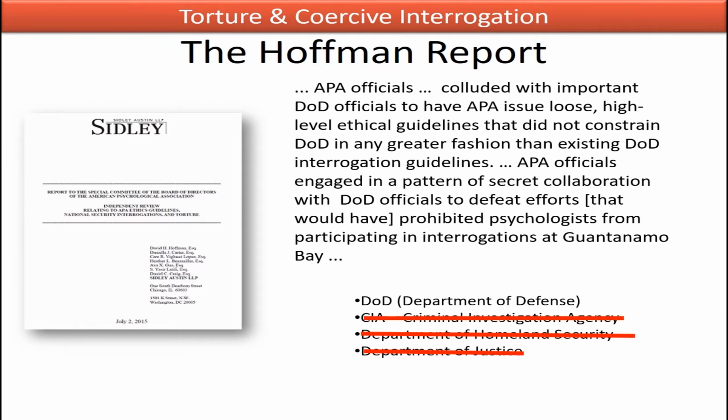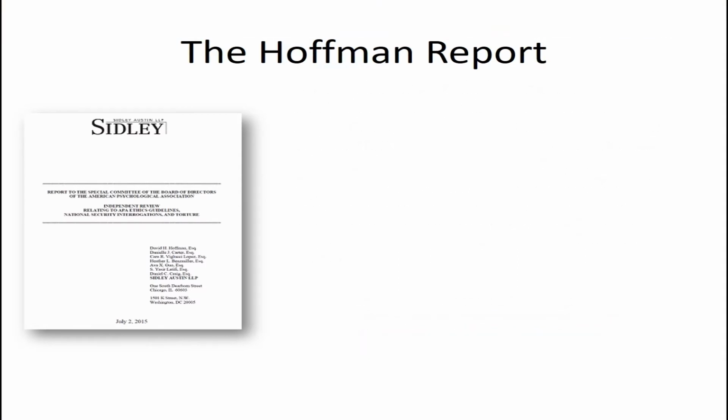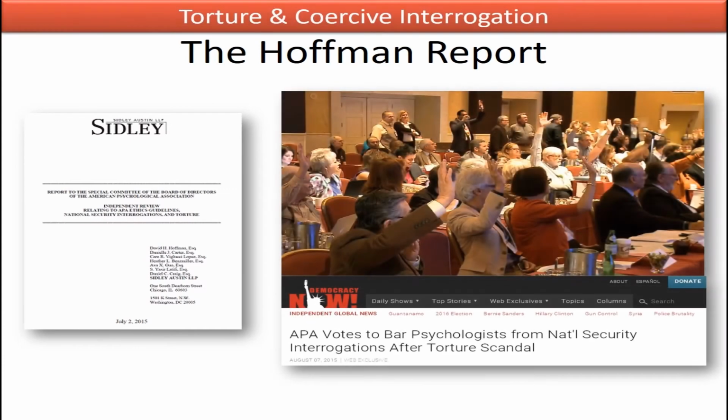Now, the American Psychological Association did take action following the publication of the Hoffman Report. Here you can see a picture of the vote taken by the APA Council of Representatives at its annual meeting in August, held in Toronto, and where they're voting to bar psychologists from national security interrogations.